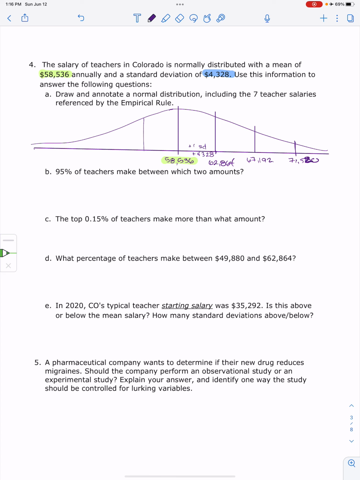Going the other direction, we subtract. 54,208. Subtract again, we get 49,880. And we subtract again, we get 45,552. Remember, each of those has a percentage that corresponds with that part of the population. So I'm going to go ahead and just label those. And remember that this is symmetric, so it looks the same on both sides.